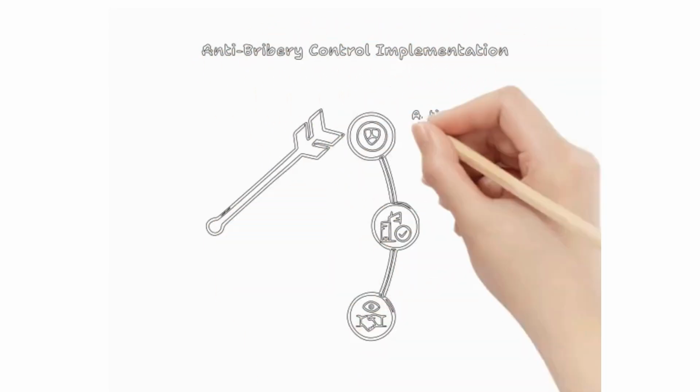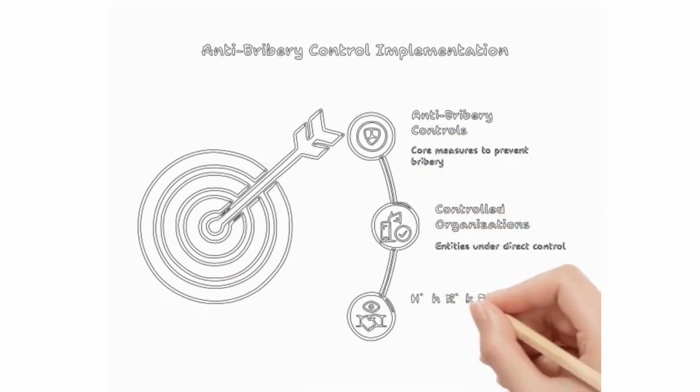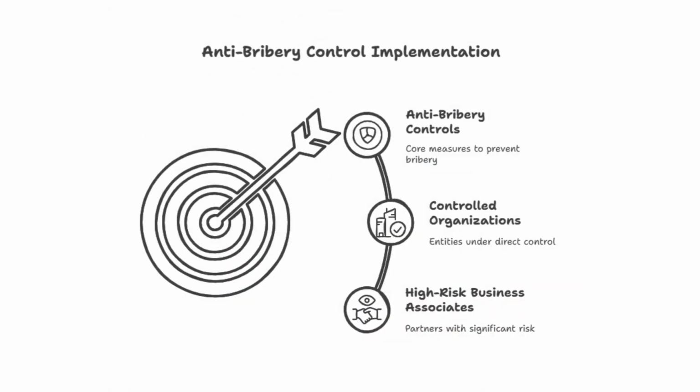Clause 8.5 Implementation of anti-bribery controls by controlled organizations and business associates. Ensure anti-bribery controls are implemented by organizations controlled by the organization, and by business associates that pose more than low bribery risk. Example, the retail company requires subsidiaries to implement the same anti-bribery program, includes anti-bribery clauses in contracts with distributors, conducts audits of high-risk business partners, provides training to joint venture partners.